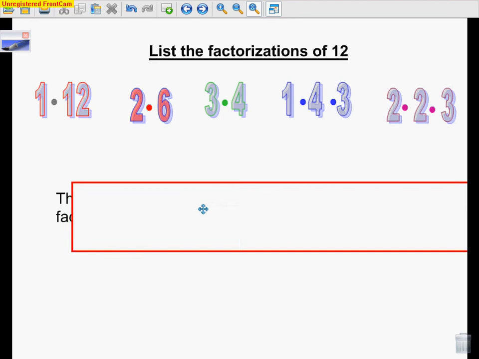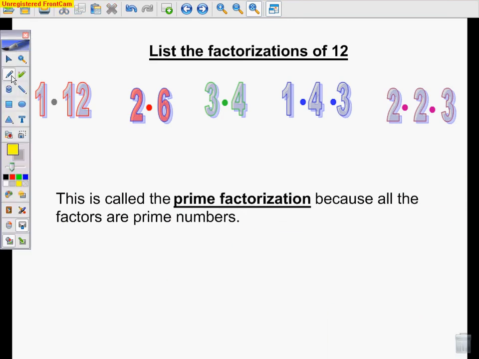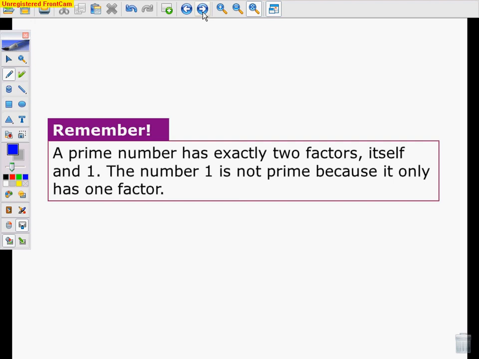Alright, now 2 times 2 times 3, this is called the prime factorization because all the factors are prime. Okay, 2 is a prime number, 2 is a prime number, and 3 is a prime number. That's called the prime factorization. Now remember, a prime number has exactly two factors, itself and 1. The number 1 is not prime because it only has one factor.